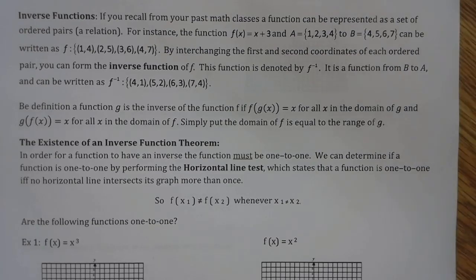If you recall from past math classes, a function that is represented by a set of ordered pairs is going to be f of x, written as x plus 3 for set A to B, and then that's (1, 4), (2, 5), (3, 6), (4, 7). The inverse of that function, denoted as f negative 1, is to reverse the ordered pairs. So f inverse is (4, 1), (5, 2), (6, 3), (7, 4).